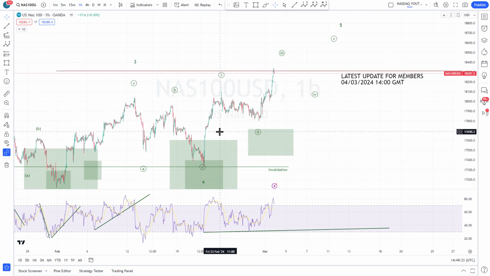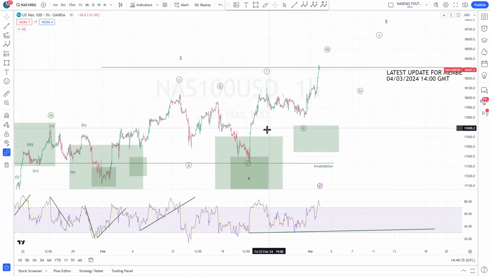What might be tricky, but you could say maybe we have our 1, and for the moment we see divergence here, but this could simply be because our wave 3 is not ready yet. That would be the most likely scenario.